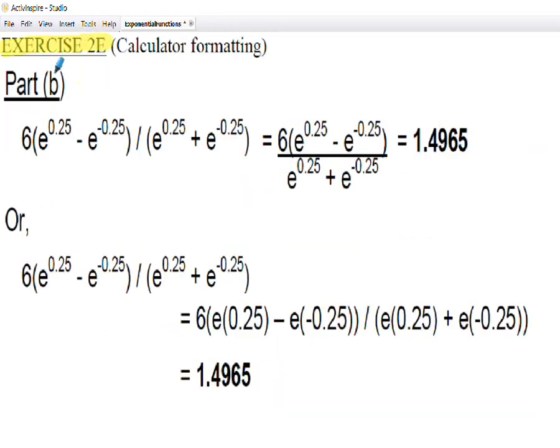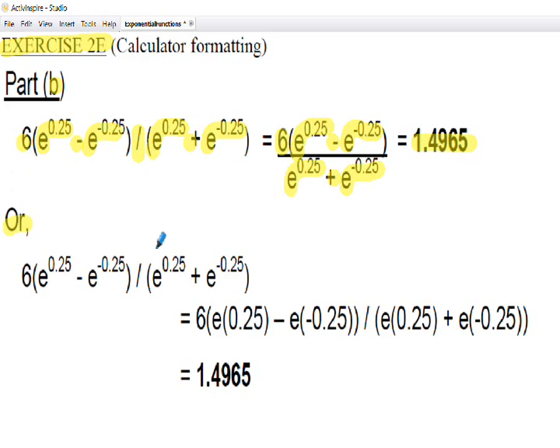Exercise 2e here, part B. We're asked to evaluate 6 times, in brackets, e to the 0.25 take away e to the minus 0.25, divided by e to the 0.25 plus e to the minus 0.25. That's written on one line there. On most modern calculators you can use a 2-line display, so you might type in 6 open bracket e to the 0.25 take away e to the minus 0.25 on the top line, and on the bottom line e to the 0.25 plus e to the minus 0.25. That gives you 1.4965.